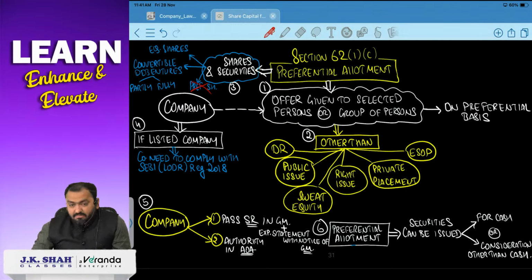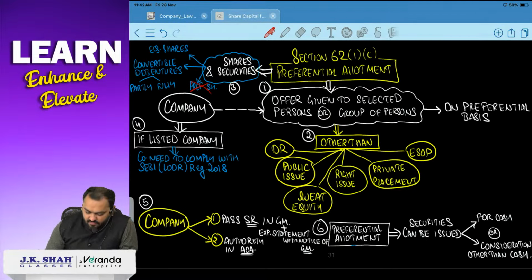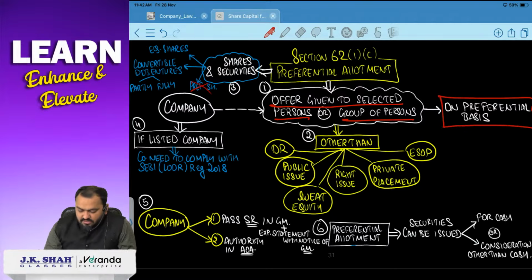This is similar to private placement but not the same as private placement. There is a difference. After finishing things we will see the difference between both. See what it is, everyone concentrate. First, this is an offer given to a specific group of persons on a preferential basis. Private placement was also the same thing, an offer made to a specific group of people. Same here also, an offer made to a specific group of people.